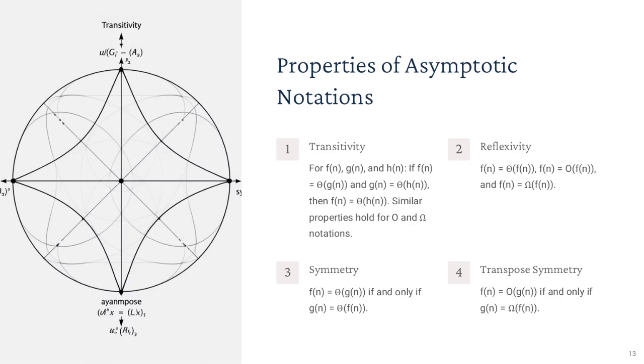Symmetry is another useful property. If f(n) = Θ(g(n)), then g(n) = Θ(f(n)), making these notations bidirectional. Additionally, transpose symmetry holds: if f(n) = O(g(n)), then g(n) = Ω(f(n)). These properties ensure that asymptotic notations are reliable and consistent tools for algorithm analysis, enabling clear comparisons and robust evaluations.